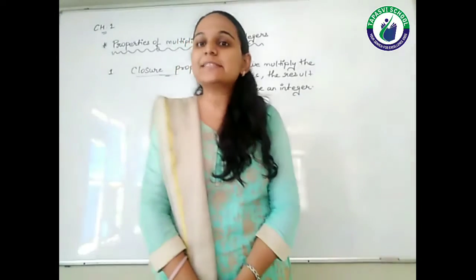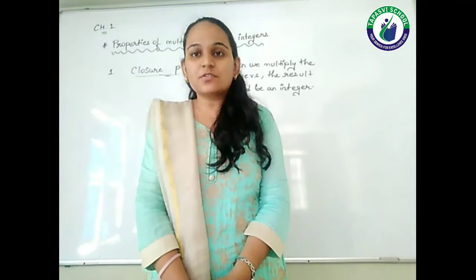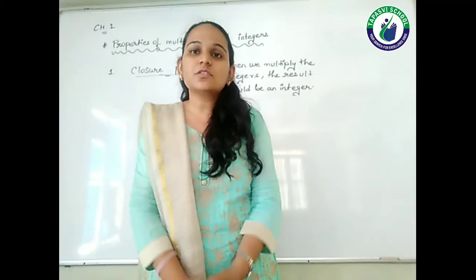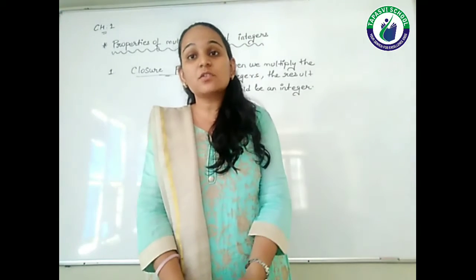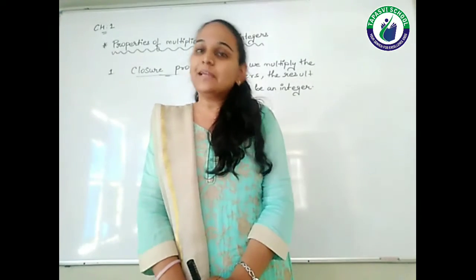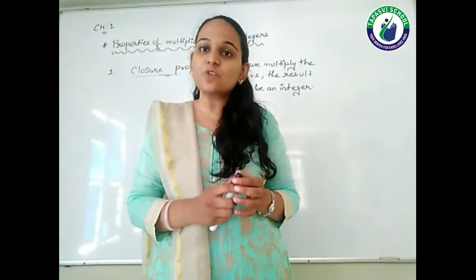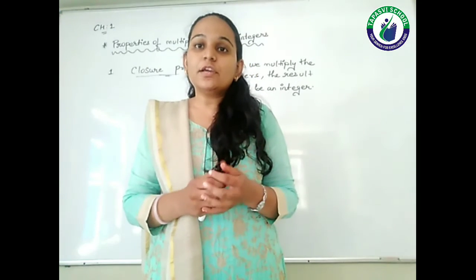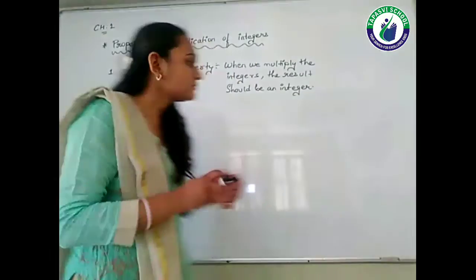Closure property says that whenever you multiply two integers or three integers, the result should be an integer. Here you can take, students, a combination of positive and negative, a combination of positive and positive, even a combination of negative and negative, but the result should be an integer. So let's see some examples based on this property. Then we can decide whether the multiplication of integers follows this property or not.